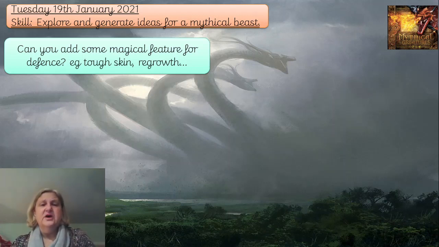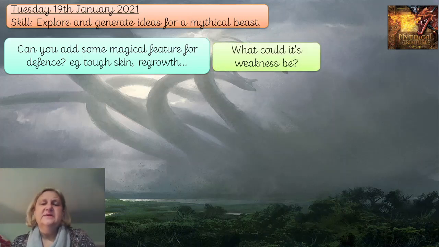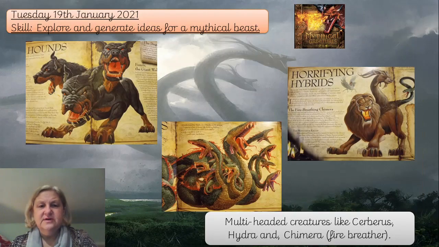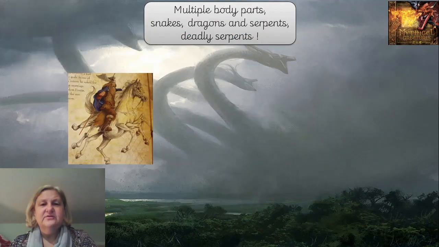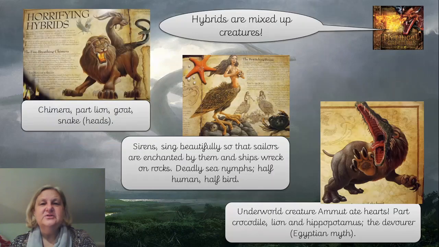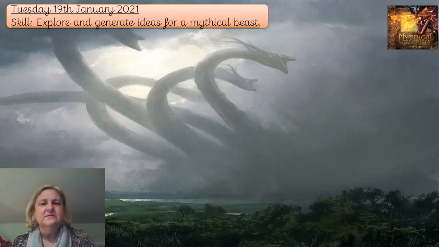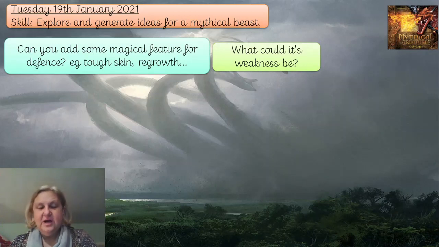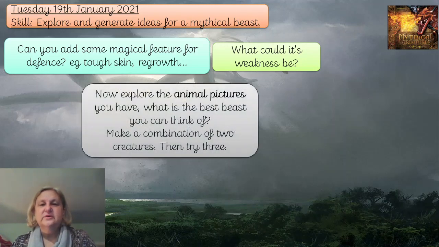Maybe a bit like the Hydra, if you cut off part of it, it would regrow and maybe double. What could its weakness be? This is quite important because if you're going to create a creature, you need to have some way of eventually managing to kill it. It can't be invincible. It has to have some sort of weakness that you can get your hero to wound it or kill it.